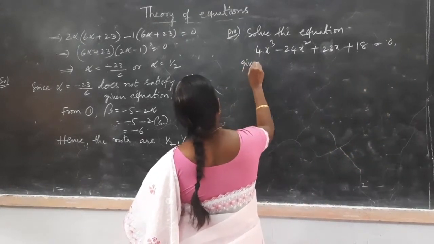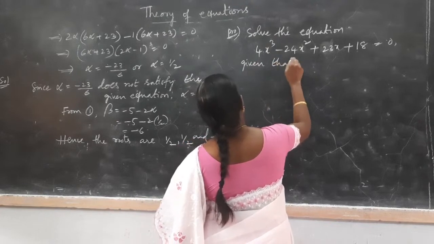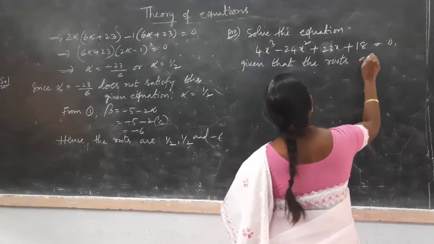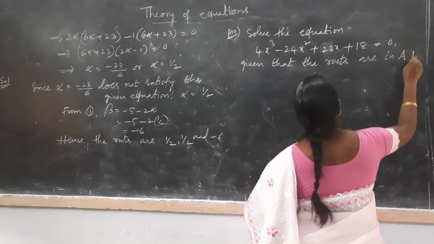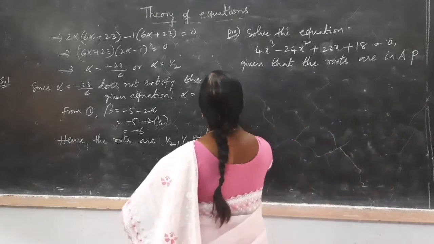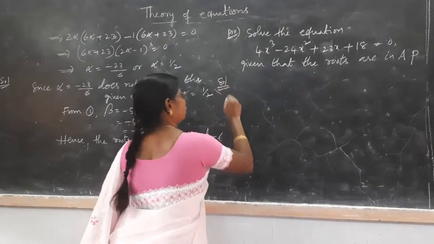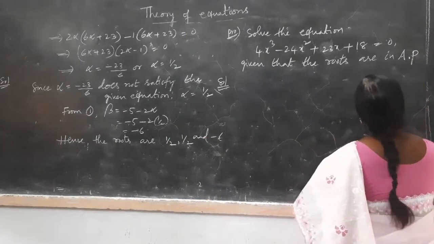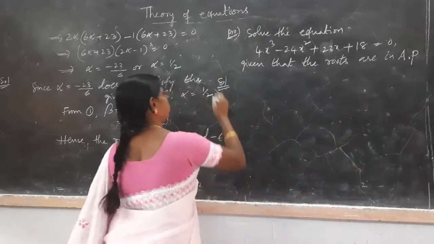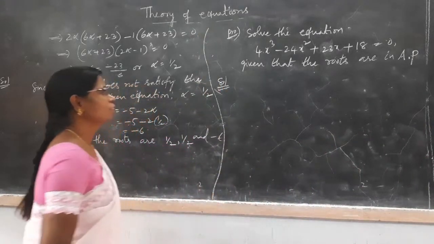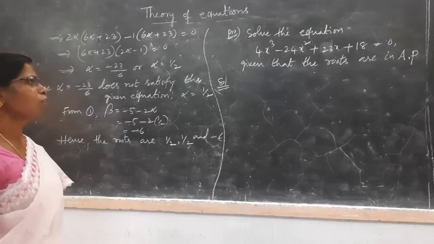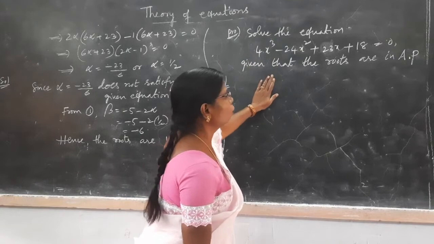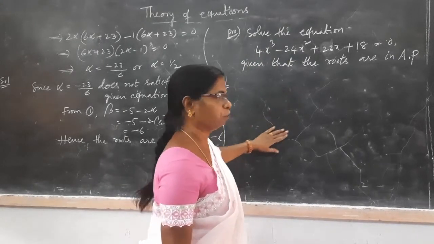Given that the roots are in AP or in arithmetic progression. Here AP does not stand for Andhra Pradesh, so AP means arithmetic progression. Okay. See here. Solve the equation given that the roots are in AP, arithmetic progression.